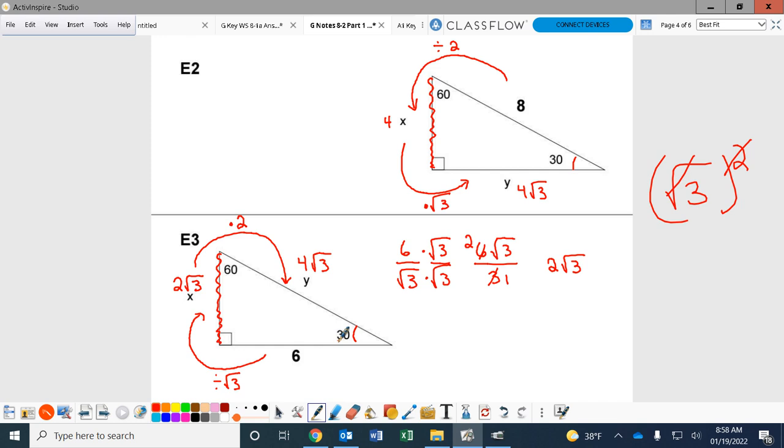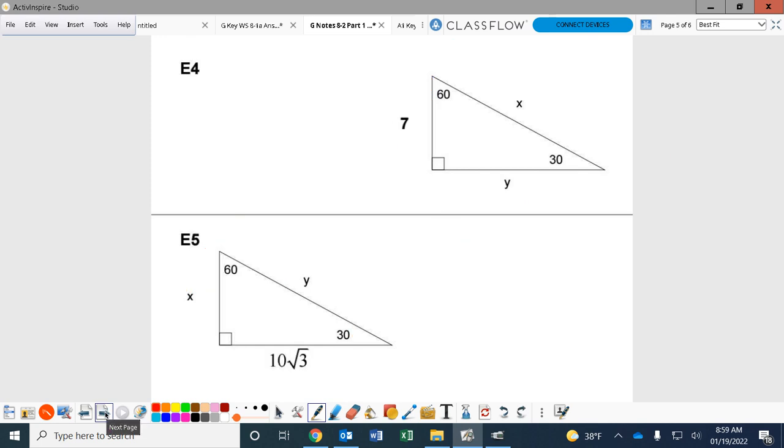Okay. Does anybody have any questions, concerns, anything about it? Okay. Let's try the next one. We're going to do more of these. Okay. This first one.